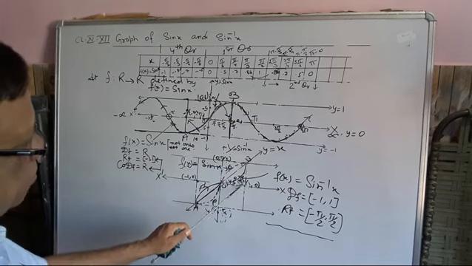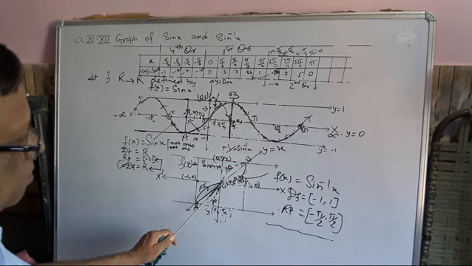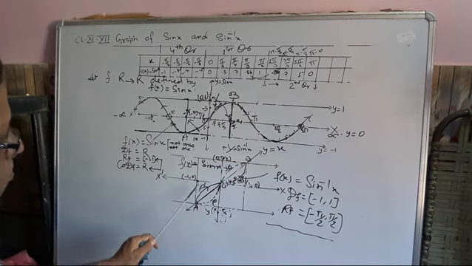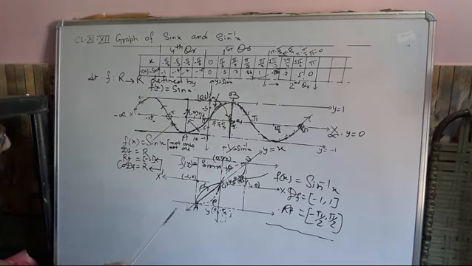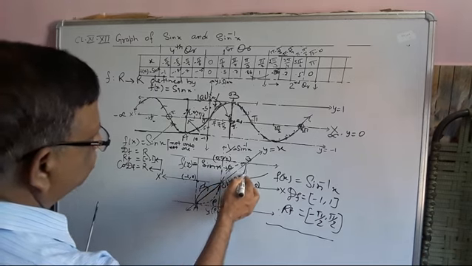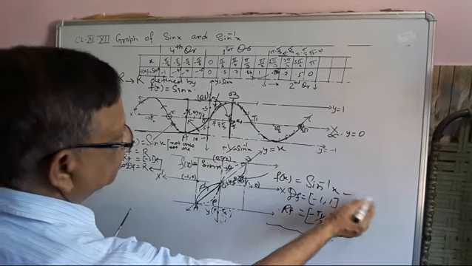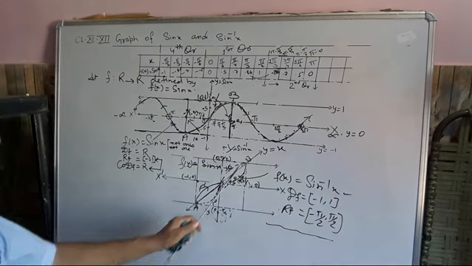Image of Q is Q dash, image of B is at B, image of O is at O, image of P is P dash, and joining by loose hand, A P dash O Q B is the curve of the function f(x) equal to sin inverse x.